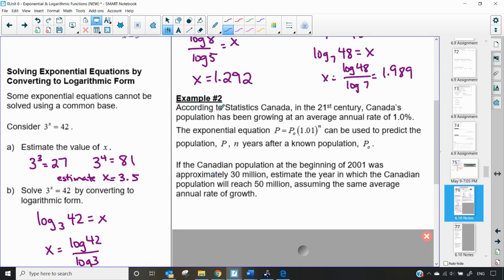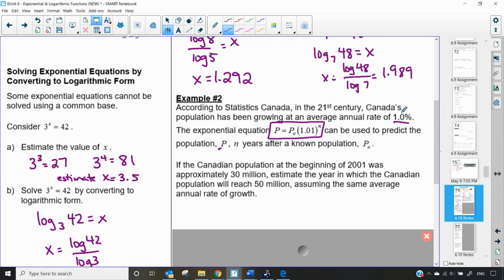So the example says, according to Statistics Canada, in the 21st century, Canada's population has been growing at an average annual rate of 1%. The exponential equation P equals PO times 1.01 to the n can be used to predict the population n years after a known population PO.